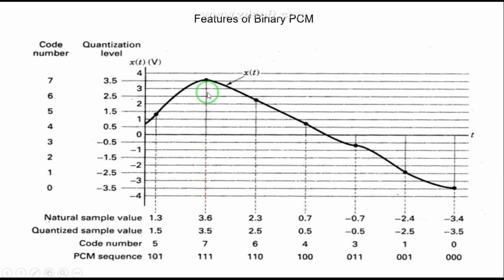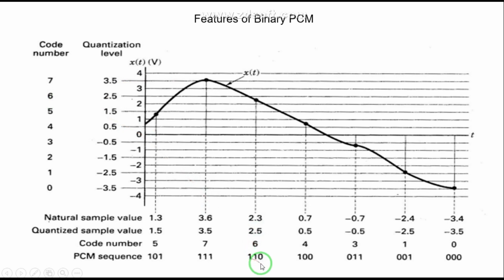Similarly, this one has a value of 3.6, which is nearer to 3.5. So the quantization level is 3.5, it comes under the window of 3 to 4, and the code word assigned is 7. The binary equivalent of 7 is 111. Similarly, the natural sample value of 2.3 is nearer to the quantization level 2.5, and it has code word 6.